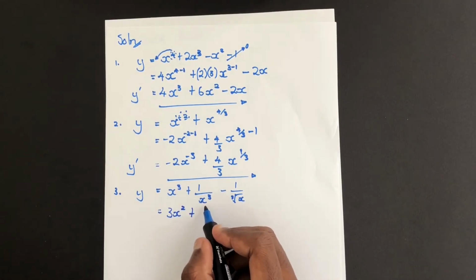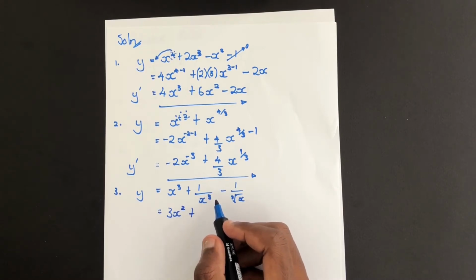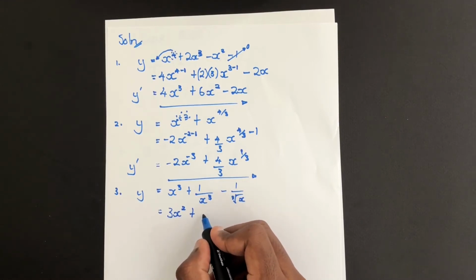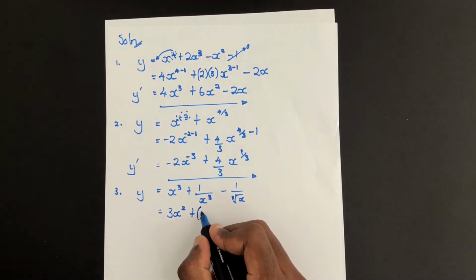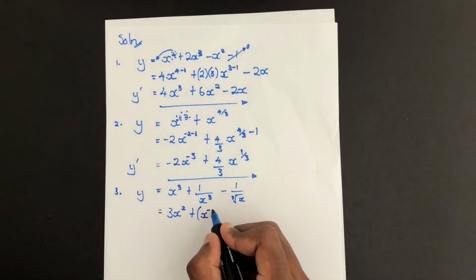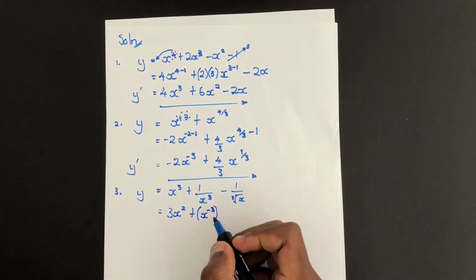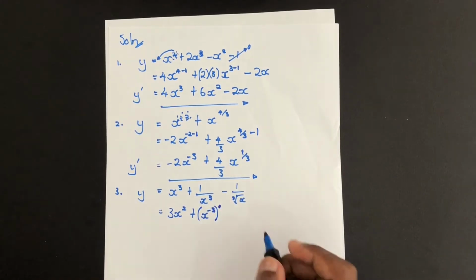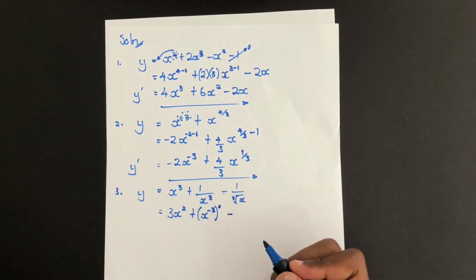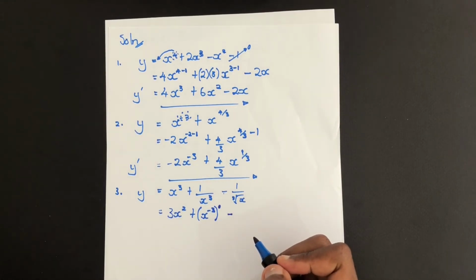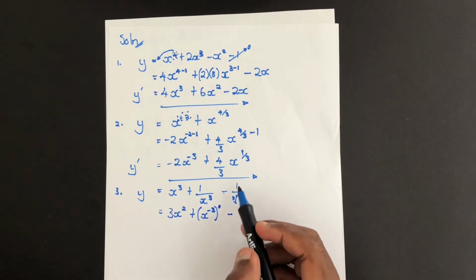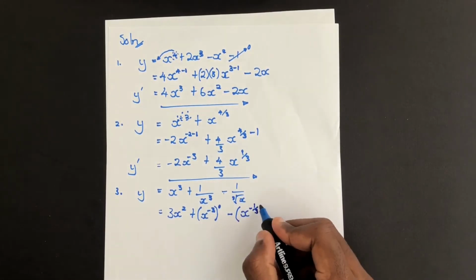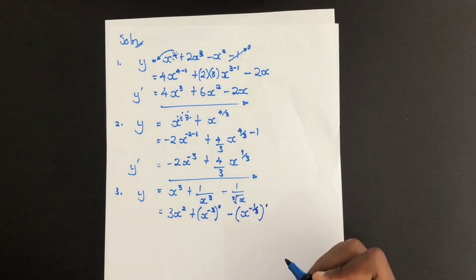here x cubed, we bring it to the top. So using indices, we can bring it to the top and the power will be negative. So it's x to the power negative 3. Then we're supposed to take a derivative of it. Subtract, same applies here. If we use indices, it's x to the power negative 1 over 3. Remember, we have just taken the derivative of only one part, 3x squared.